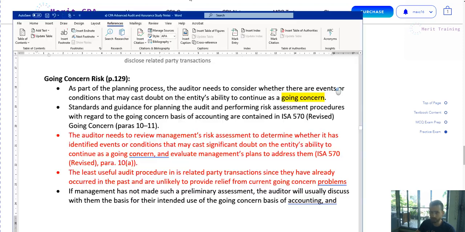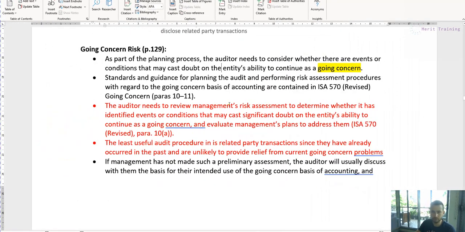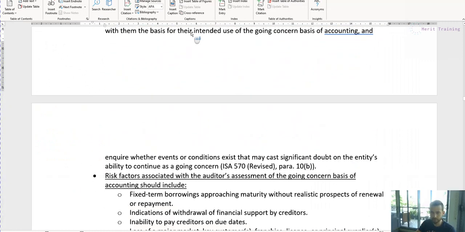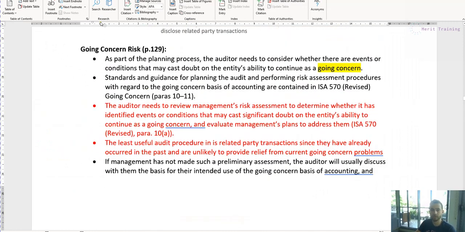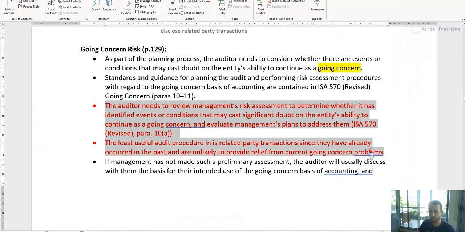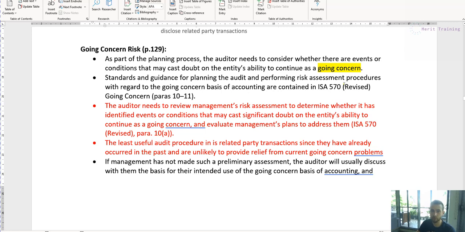In the notes, going concern risk 129. So the key points here which we can recap is, and of course red means important point. So going concern is obviously the entity's ability to continue operating in future. And as part of the planning process, the auditor needs to consider whether there are any events or conditions that may cast doubt on that entity's ability.